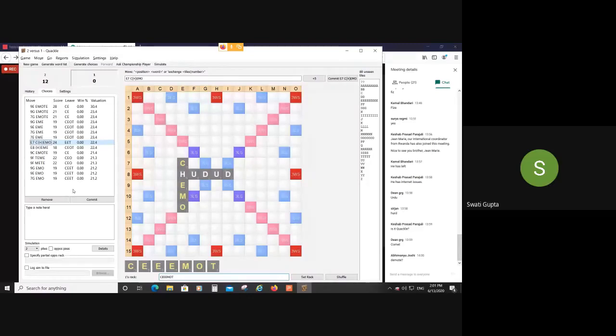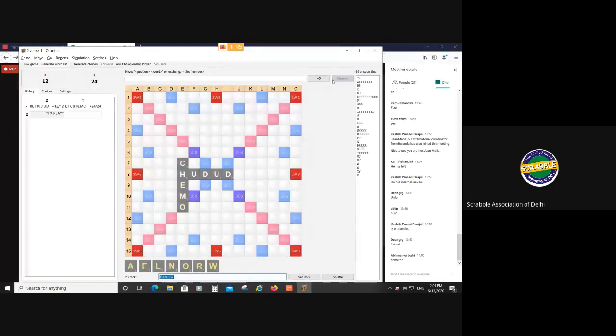Swati, what do you want to say? I'm saying this is the best placement we can do right now to remove C. Yeah, EMO. I think I will go for EMO instead of EMOTE because otherwise it'll block up the board. So I'm just going to commit this. And the next rack that comes up is AFLNORW.